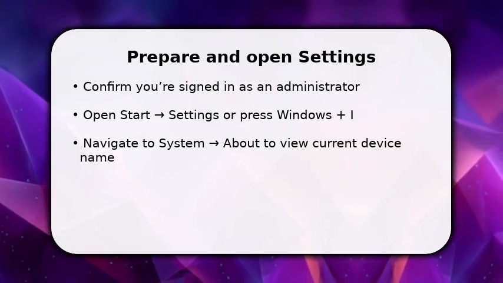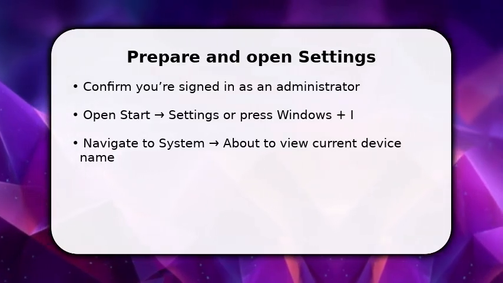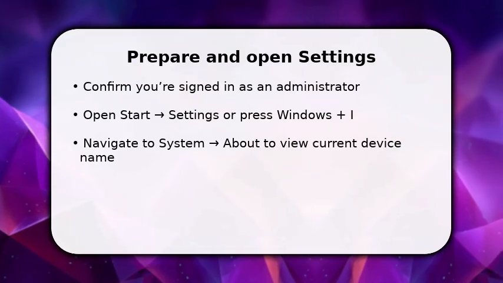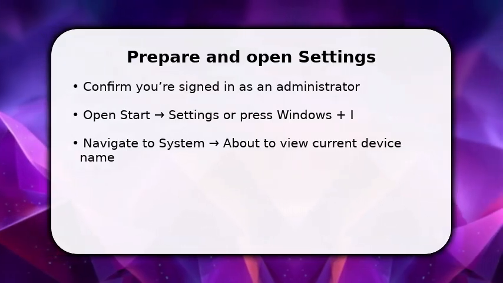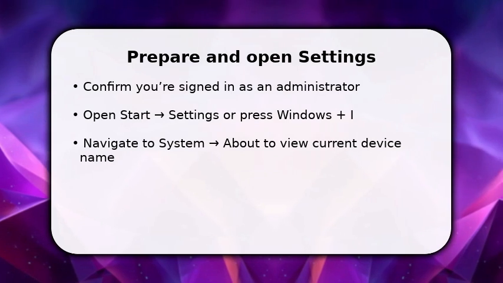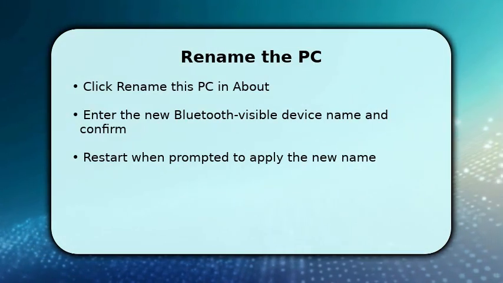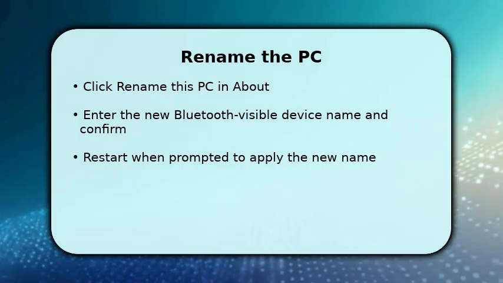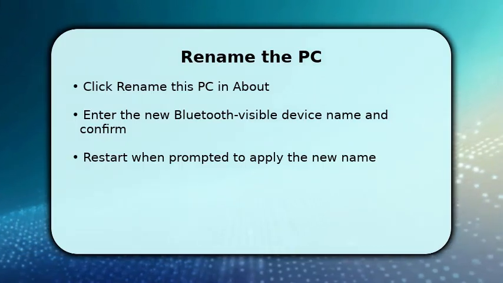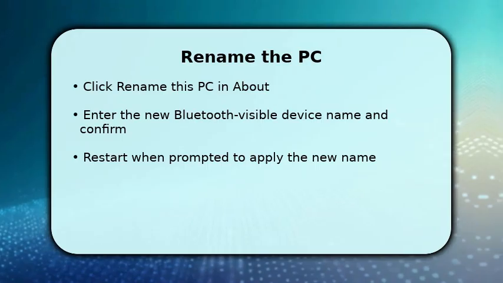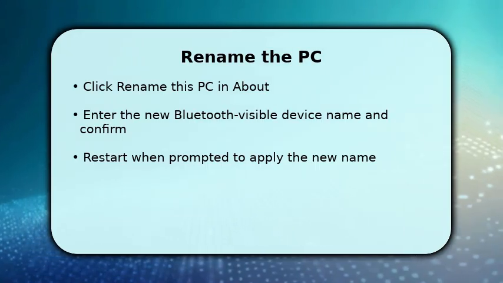So rather than hunting Bluetooth menus, you'll change this device name next. That's the only reliable method on Windows 11 to alter how your laptop appears over Bluetooth. Now click Rename this PC in the About section. You'll type the new name, choose something short and identifiable because that exact string is what other devices will display.